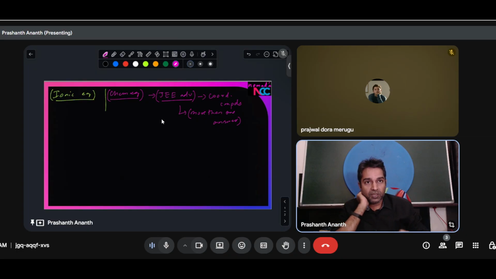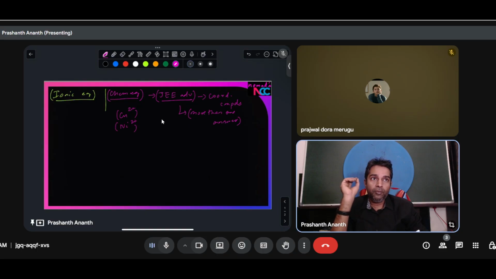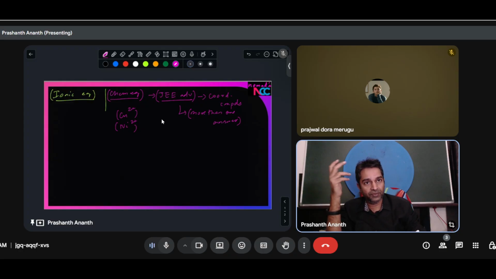The question was involving, I think, either copper 2 plus or nickel 2 plus. I'm not 100% sure right now; even I have to go back and check that data once. It forms two different types of complexes. Of course, if it has to form two different types of complexes, there are two possibilities: one which is going to have 4 coordinate covalent bonds, another which is going to have 6 coordinate covalent bonds.